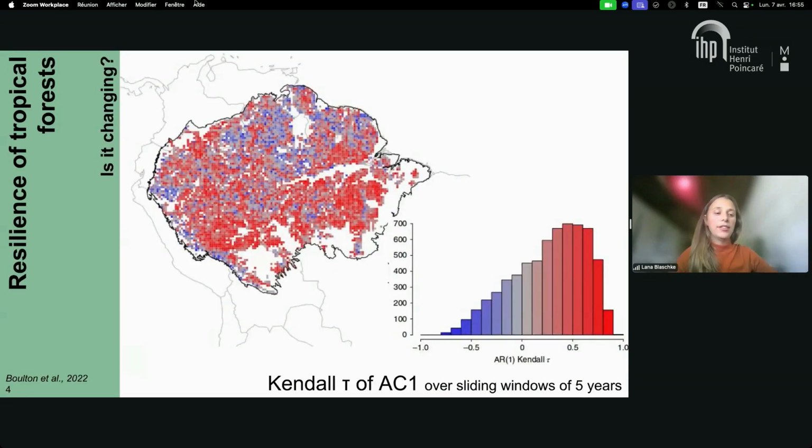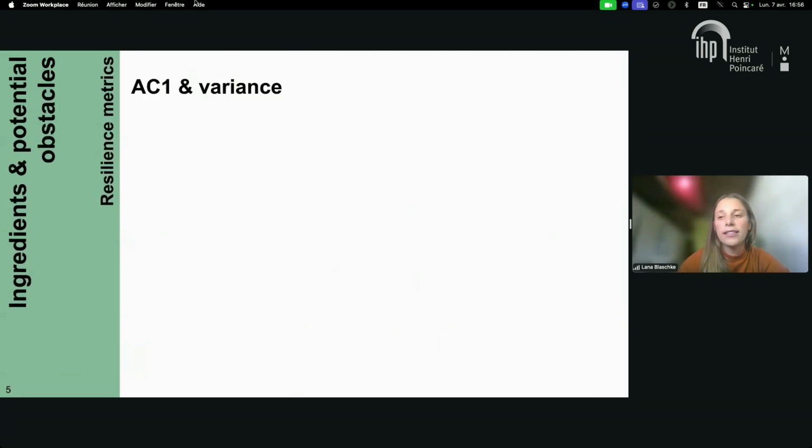And Julia also already mentioned this study by Chris and his colleagues that was published about 2.5 years ago, I think, where they could find a lot of increase in autocorrelation, which is a measure of resilience change. And so it is possible that the Amazon rainforest is losing a lot of resilience. But we really want to get robust results. So we should think about the ingredients that we're actually using for these studies and the potential obstacles that those ingredients can put. So as I said, the first thing that we always use are resilience metrics. And as you might all know, the most common ones are autocorrelation and variance.